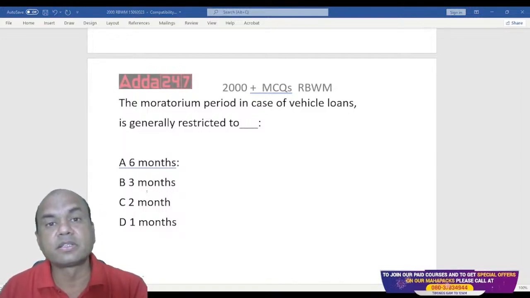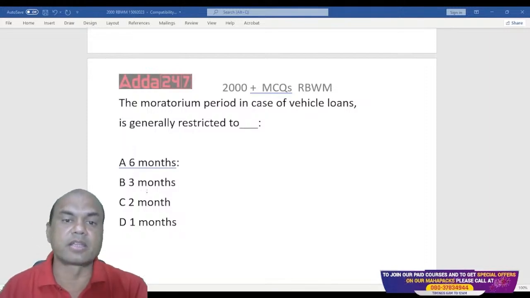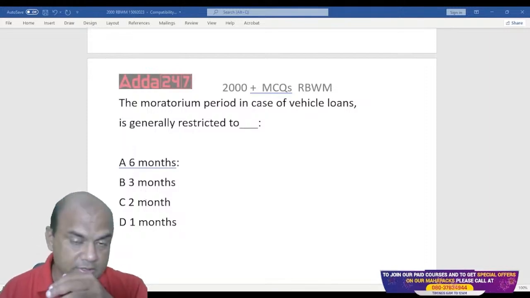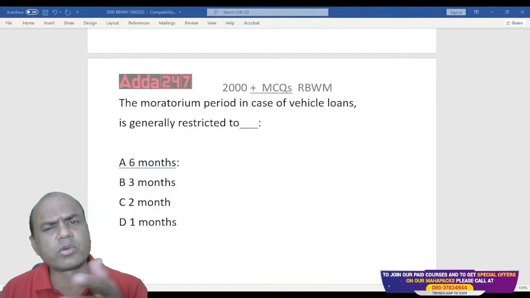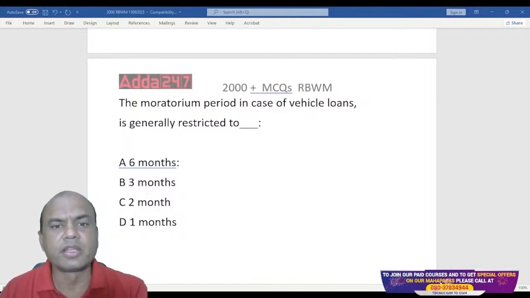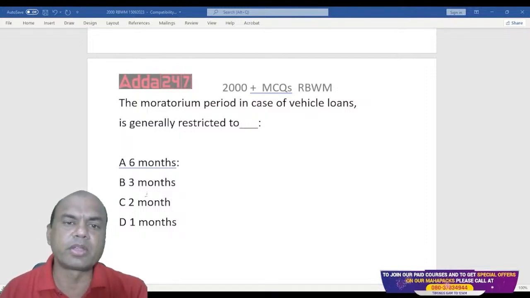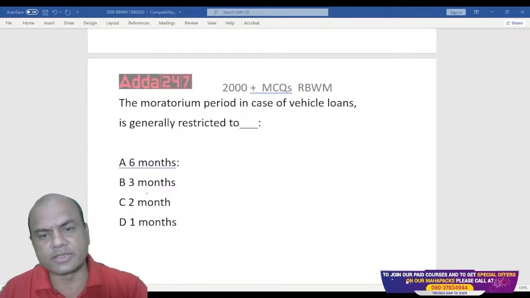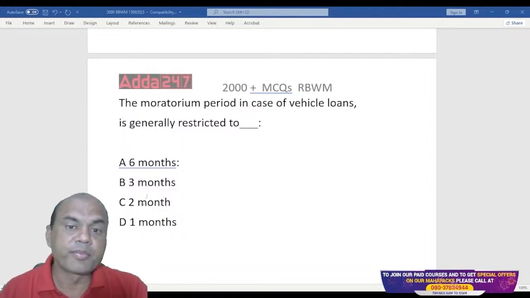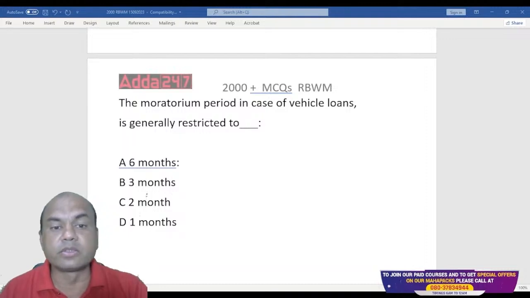Yeah, it is 18 months. Correct. 18 months for new construction; in old houses, no moratorium. Directly disburse the full amount and take it. Okay, that's it. So, what is it in case of vehicle loans now?